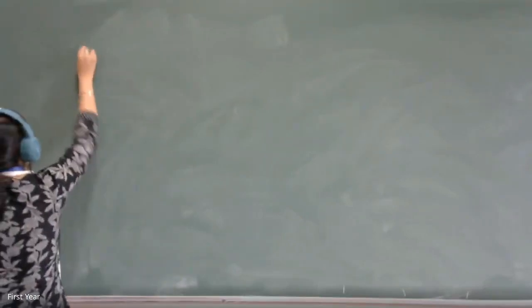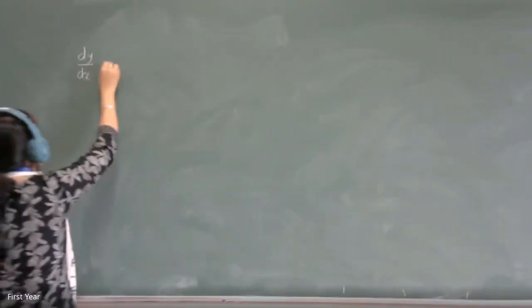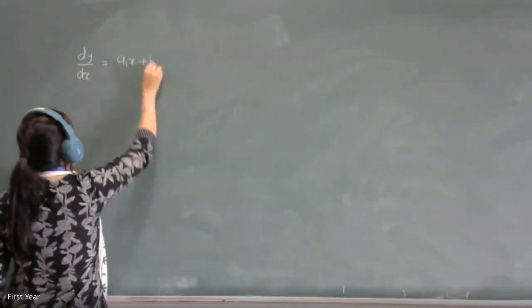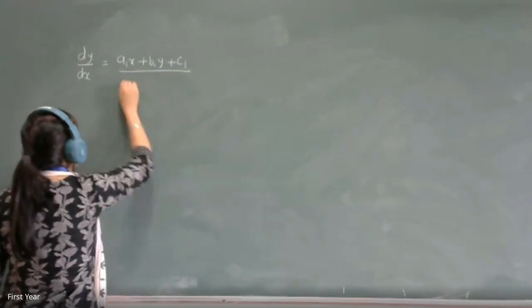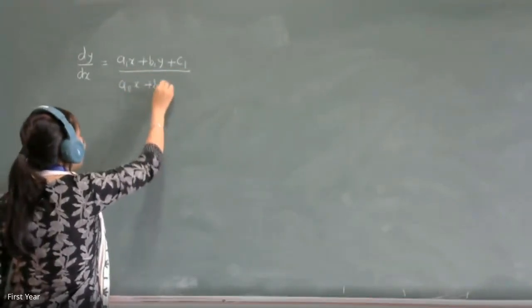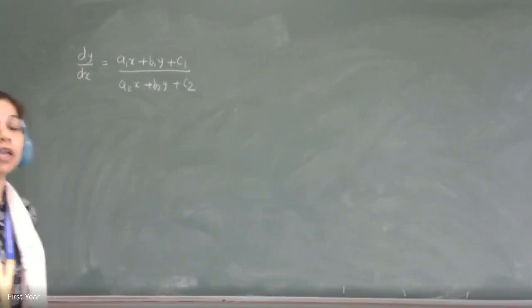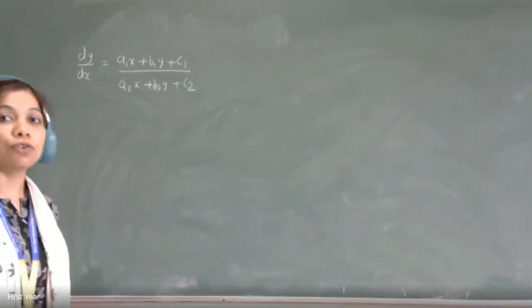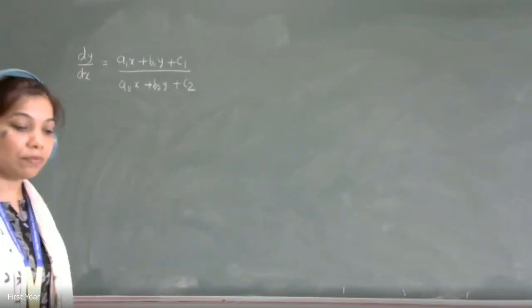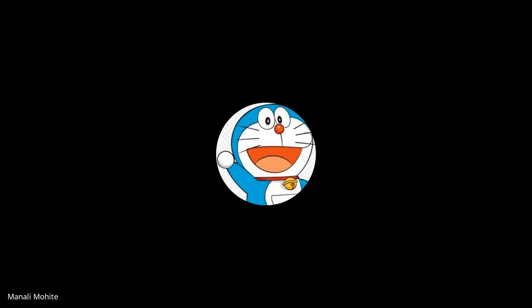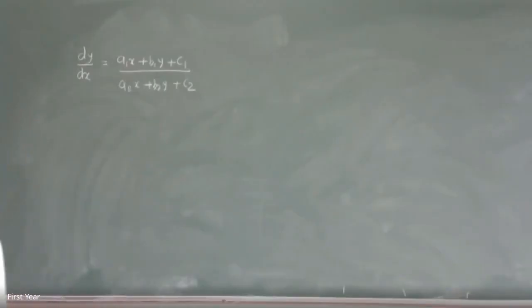Okay, so the form is dy by dx is equal to (a1x plus b1y plus c1) upon (a2x plus b2y plus c2). Have we done this type of differential equation earlier? What is it called? It is called a non-homogeneous differential equation, because there are x and y terms which are of degree 1 and constants c1 and c2 which are of degree 0.